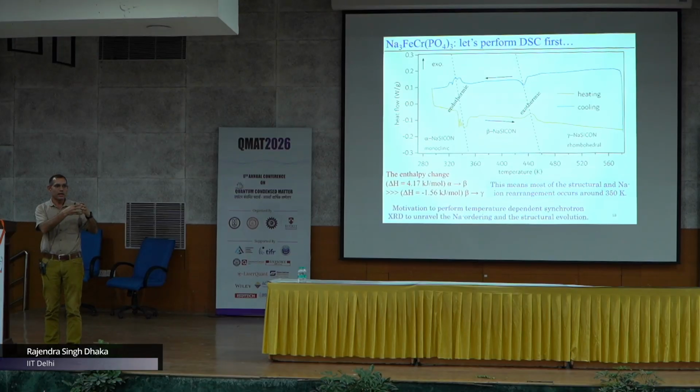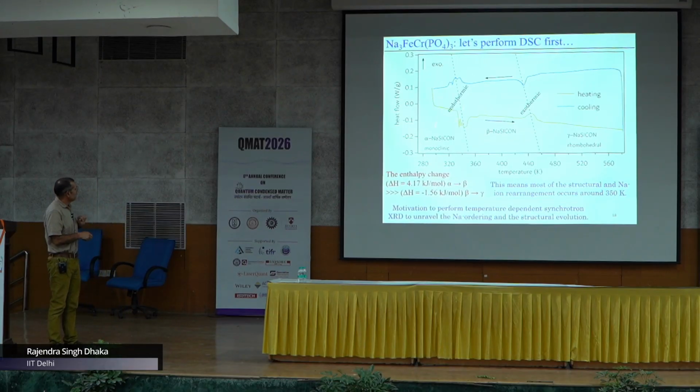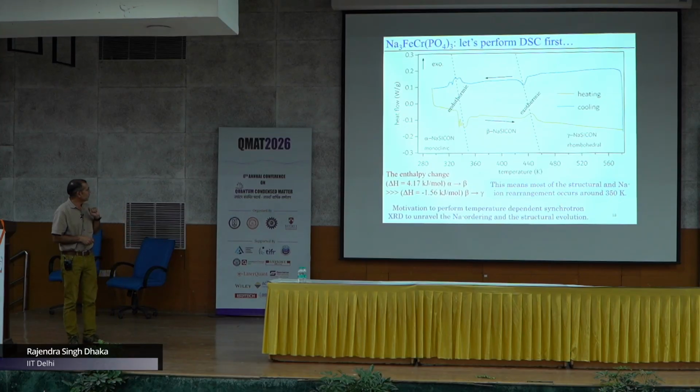Your battery should be operated in a large temperature range. So, what we have done is differential scanning calorimetry, and what we found is that there are transitions at 2 different temperatures: one is close to 350 and the other is close to 450 or 460. Of course, one is endothermic and one is exothermic, and at first glance it will give you the idea where the major things are happening, and that can be calculated by the calculation of enthalpy change.